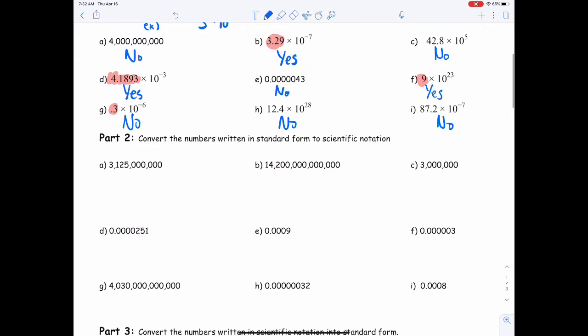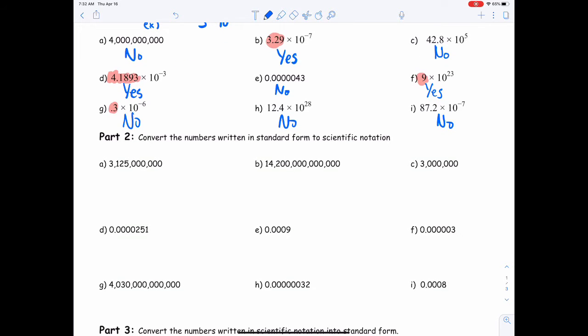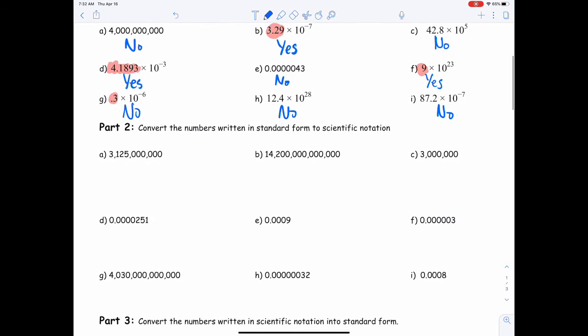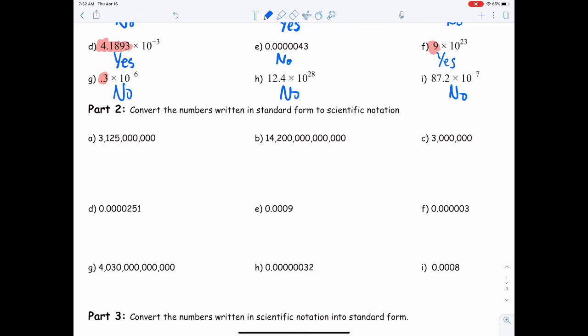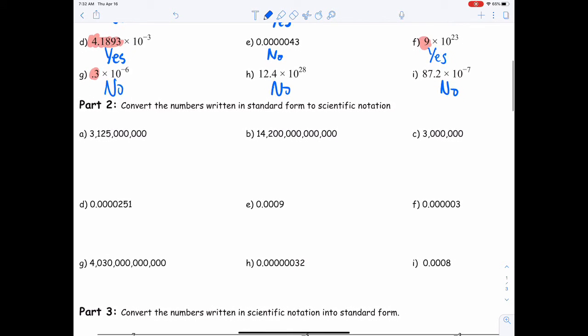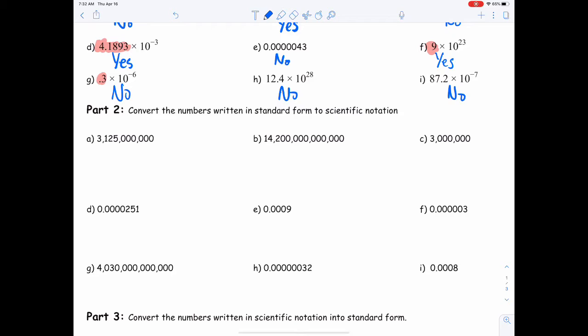Alright, so now that we're good at seeing if numbers are in scientific notation, now we're going to convert numbers to scientific notation. So let's start with A here. What we're going to do is if there's no decimal point, we're going to put one where it should be, because we need decimal points to do this. It's all about decimal points. It's not about zeros, really. It's about decimal points. So here we go.